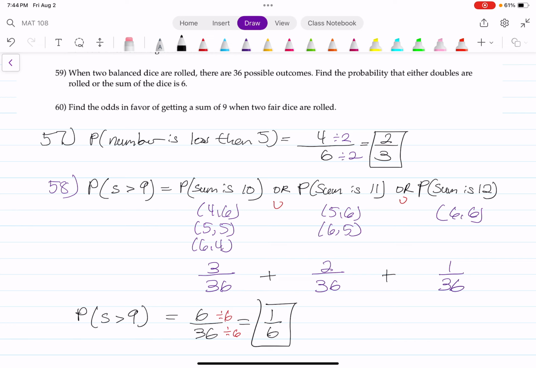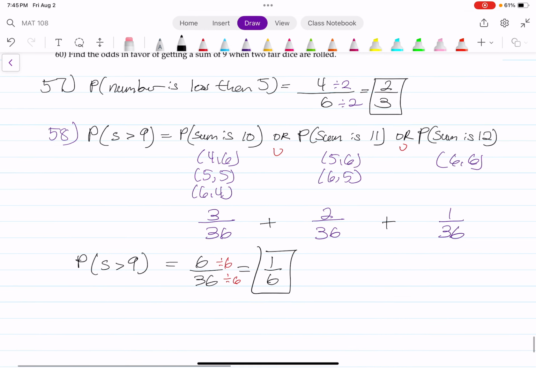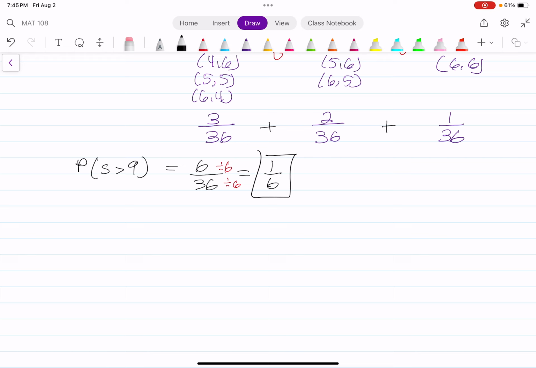Sticking with the 2 dice, or rolling a die twice, 59 says, when 2 balanced dice are rolled, there are 36 possible outcomes. Find the probability that either doubles are rolled or the sum of the dice is 6. Ooh, key word. Probability of doubles or the sum of 6.